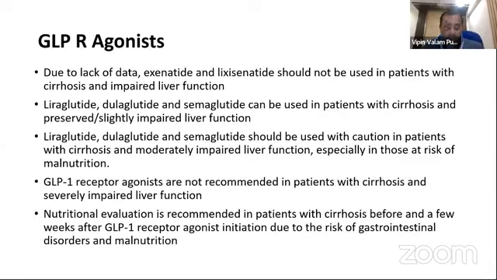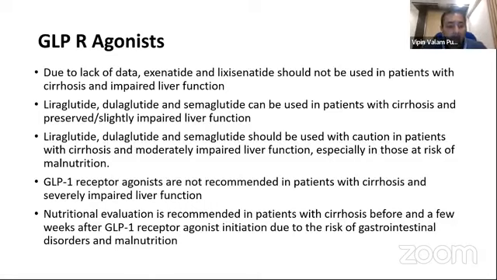GLP-1 receptor agonists we have also discussed in detail. The exendin-based therapies like exenatide and lixisenatide should not be used because there is a lack of evidence regarding these molecules. On the other hand, the longer-acting molecules like liraglutide, dulaglutide, and semaglutide can be used in patients with preserved or slightly impaired liver function. But if the patient's liver function deteriorates, they should not be used. The problem with these GLP-1 receptor agonists is that they can cause nausea and vomiting, and can aggravate malnutrition in patients who have chronic liver disease.